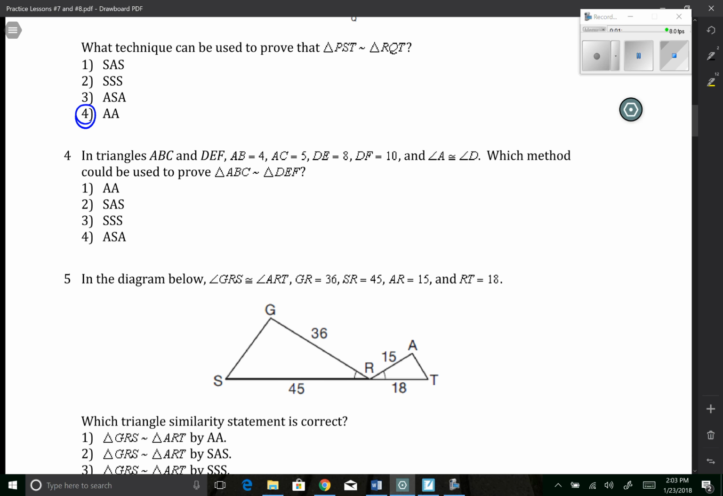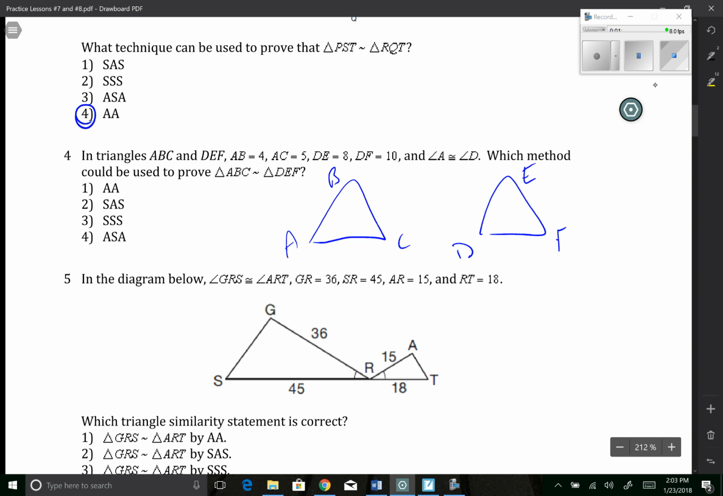Number 4 is a good example. So we have triangle ABC, triangle DEF. It says that AB is 4 and AC is 5, DE is 8, and DF is 10. Notice I'm going up by a multiplier of 2. So these are proportional by the same scale factor. That's important. And it says angle A and angle D are congruent, so this is side angle side.